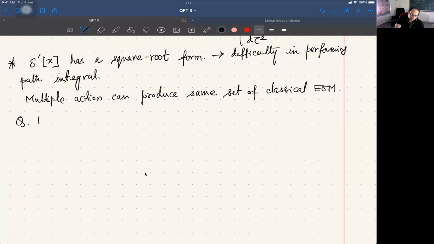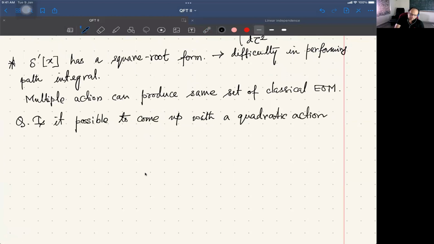So question, is it possible to come up with a quadratic action which produces the same equations of motion? Because we know that quadratic actions are easier to handle because their path integral is Gaussian. We have already done this calculation for a free particle and the harmonic oscillator.